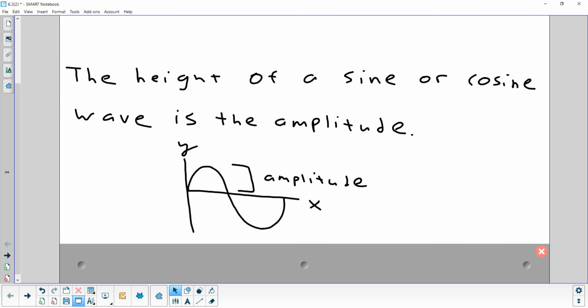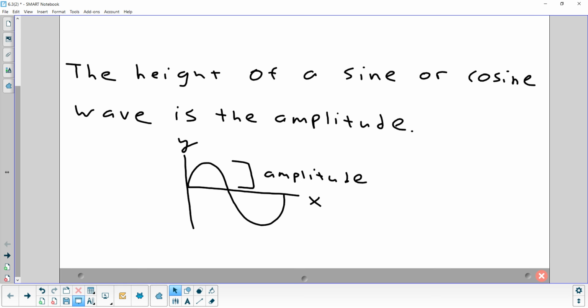Now, the amplitude measures the height of the wave. Okay? So it's measuring a distance. What kind of number does distance always have to be? Michael? Positive. Positive. So there's no such thing as a graph with negative amplitude. So amplitude, if I ask you for the amplitude of a graph, you would be giving me a positive number.